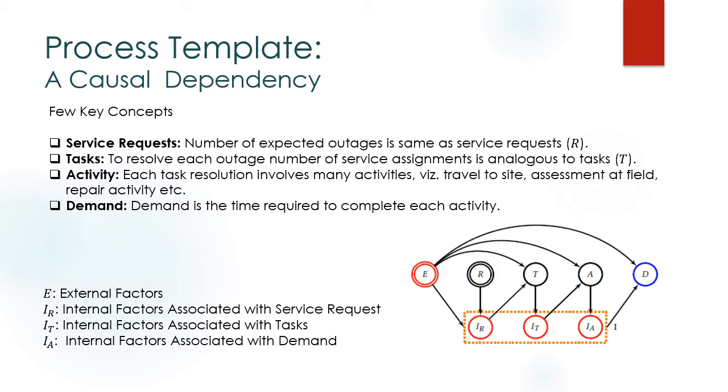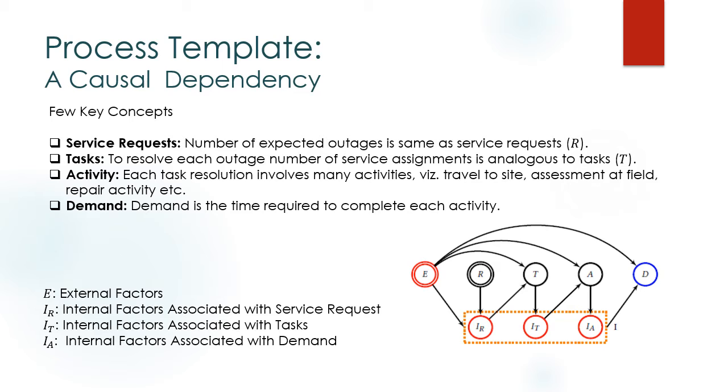As an example, to attend an assessment task, an engineer needs to travel to the location, then perform an assessment task at site. These are two distinct activities associated with an assessment task. A demand is defined in terms of man-hour. Each activity completion requires specific man-hours, and they together describe the resource demand to attend a task. Various process variables influence final resource demand.